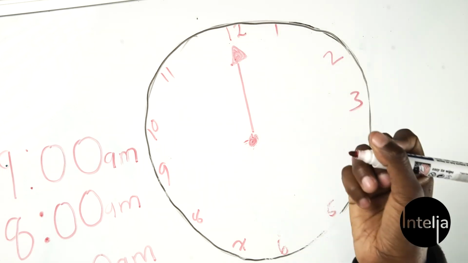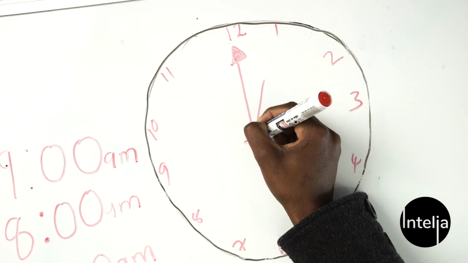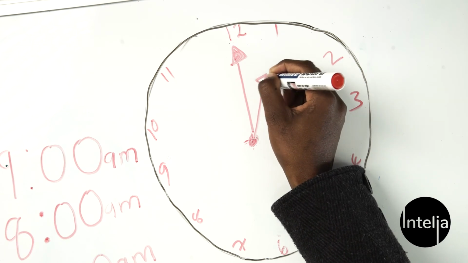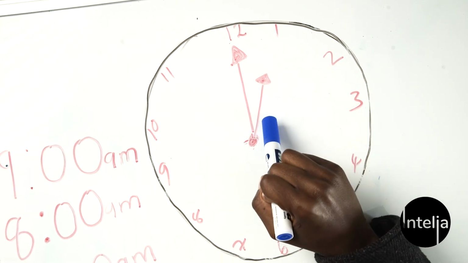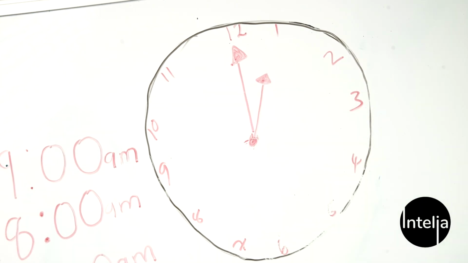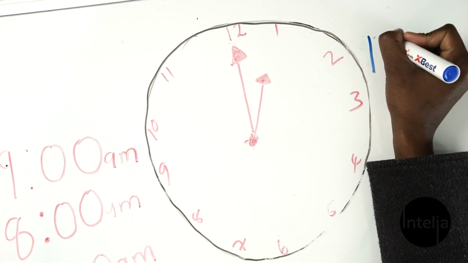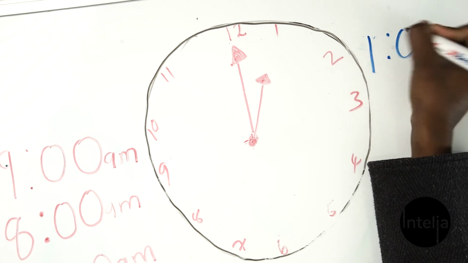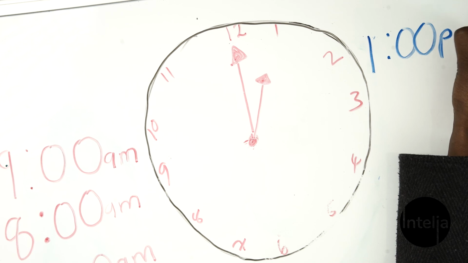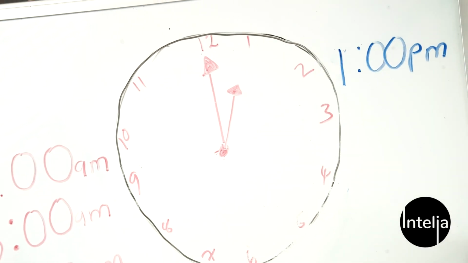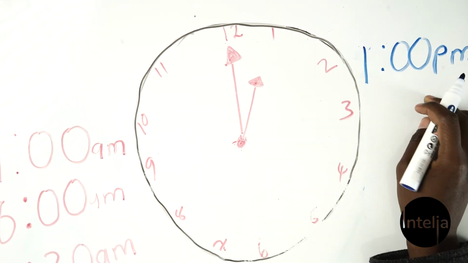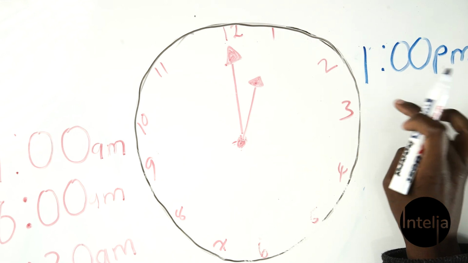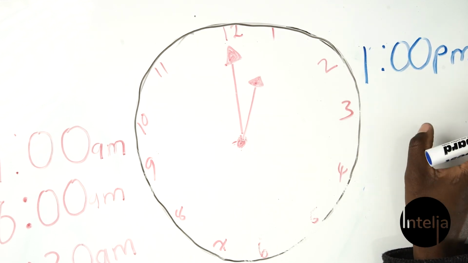Our minute hand is pointing at 12. Our hour hand is pointing at 1. So if it's like this, remember it's 1 o'clock. It's in the afternoon now. So you write it like 1:00 PM. Like this. You see? Perfect, like this. So this is how you write your 1 o'clock PM, because it's in the afternoon.